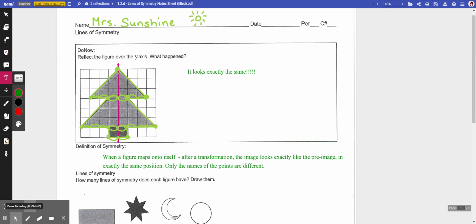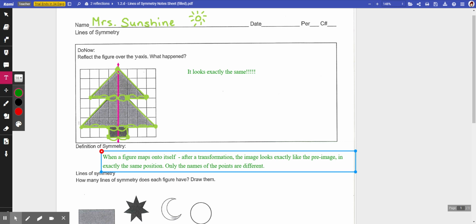The only change is that if you had the points labeled, if this was point A, then A prime is over here. If this was point C, then C prime is over here. So the names of the points are allowed to change as long as every point lands on top of another point, which is what happened when we did our tree.